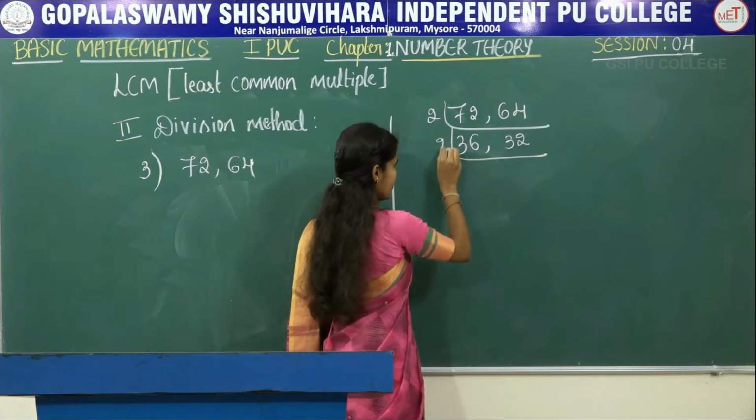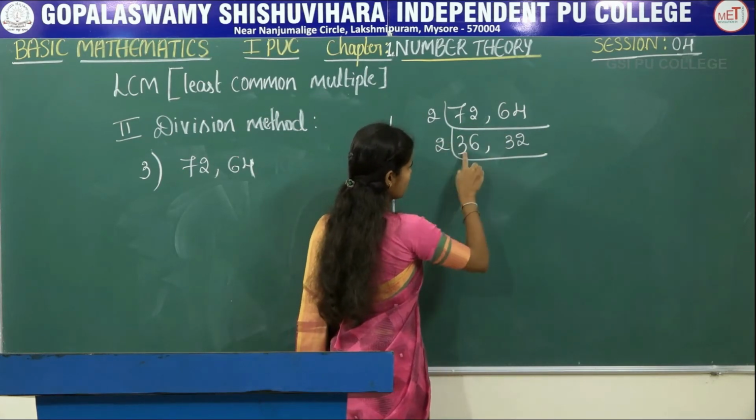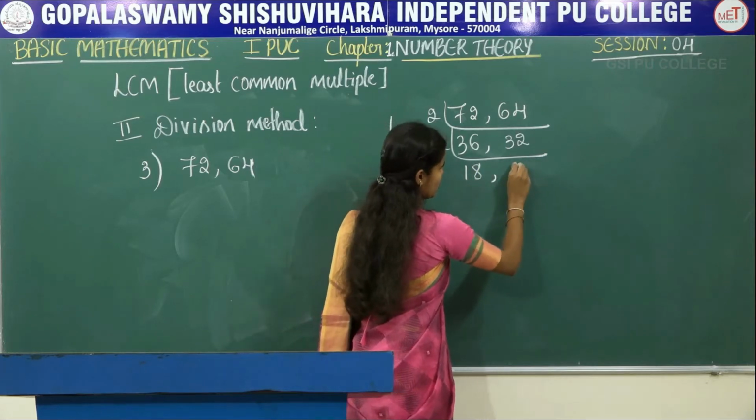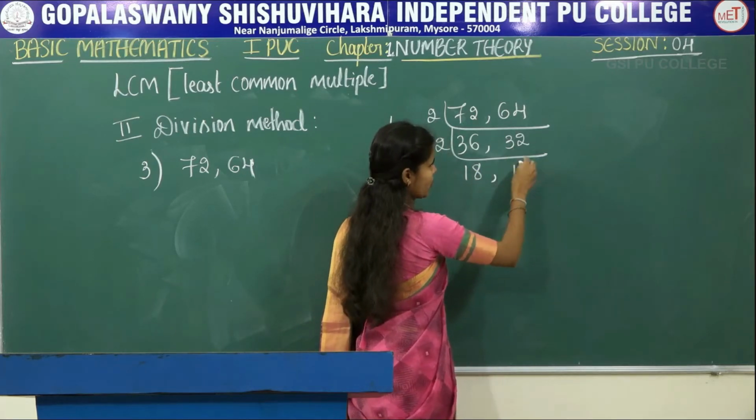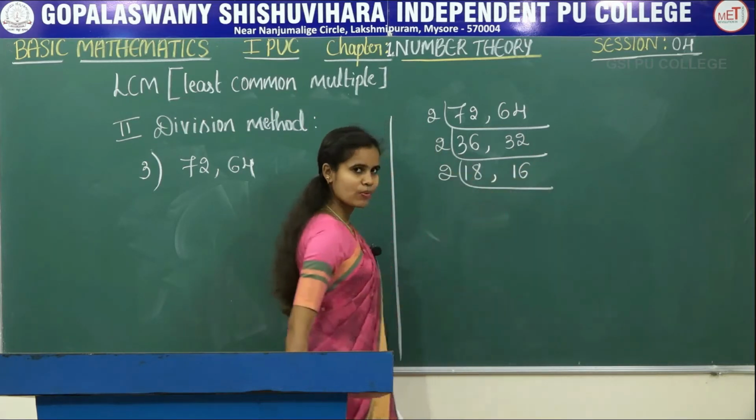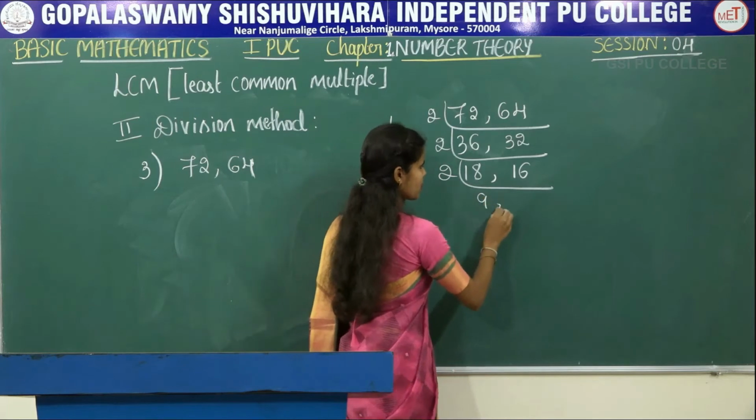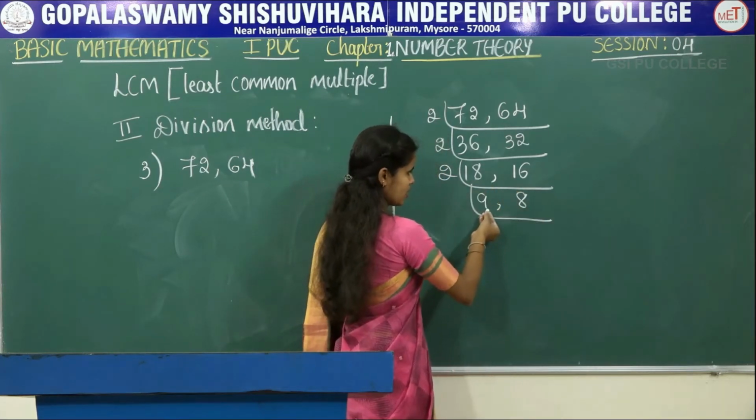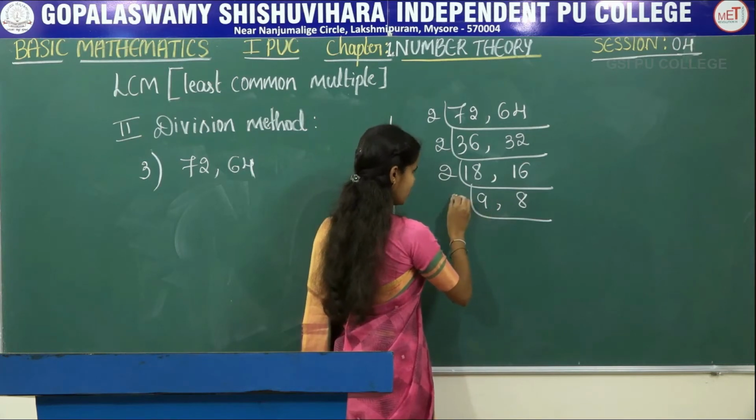Next, again divisible by 2. 2 eighteens are 36, 2 sixteens are 32. Again even numbers, so divisible by 2. 2 nines are 18, 2 eights are 16. So we get 9 and 8.